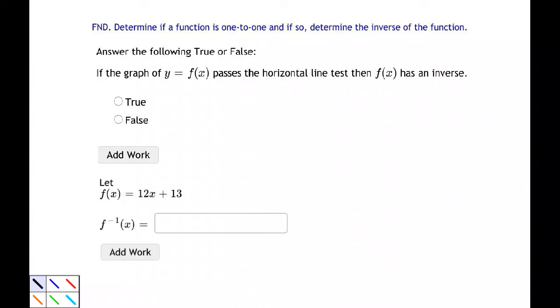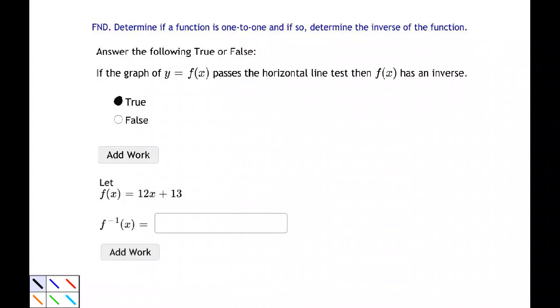inverse. Now, we've talked about the vertical line test with telling us something's a function. However, we know now that passing the horizontal line test tells you if a function is one-to-one. If a function is one-to-one, then it has an inverse. So this statement is, in fact, true.